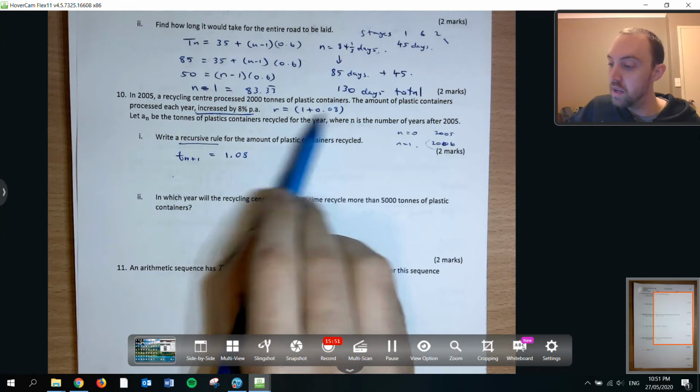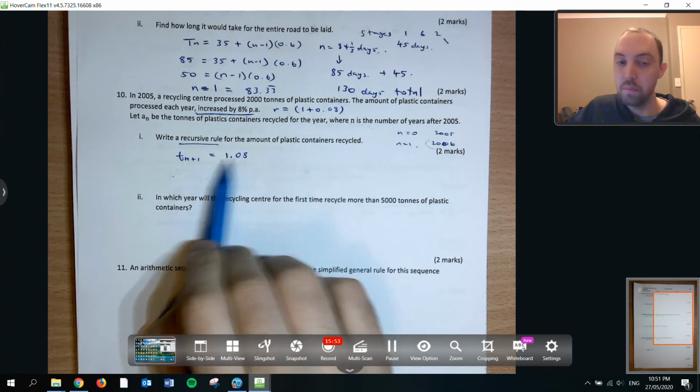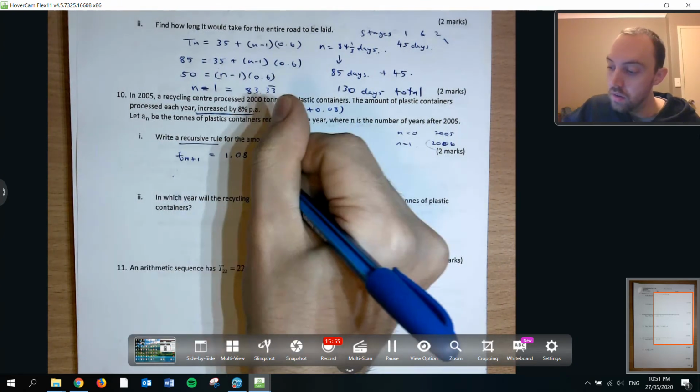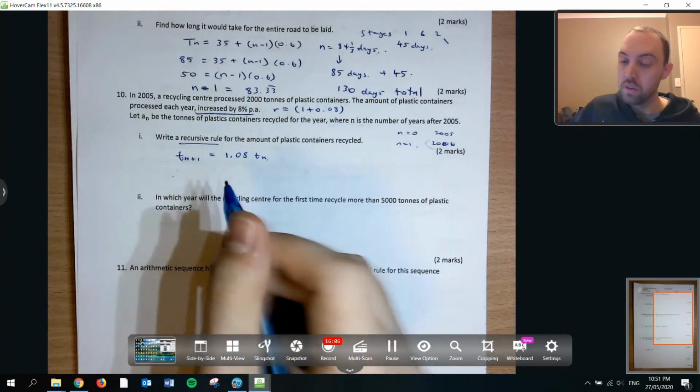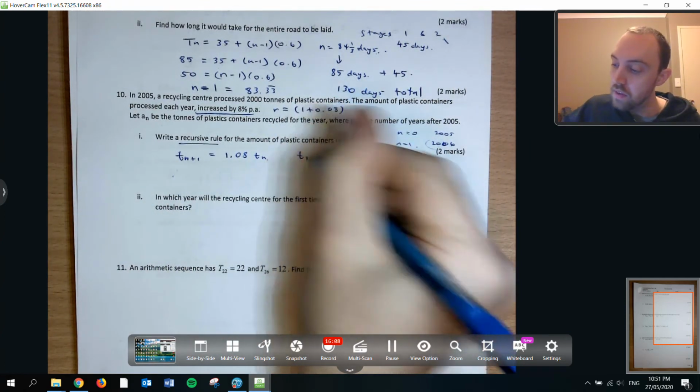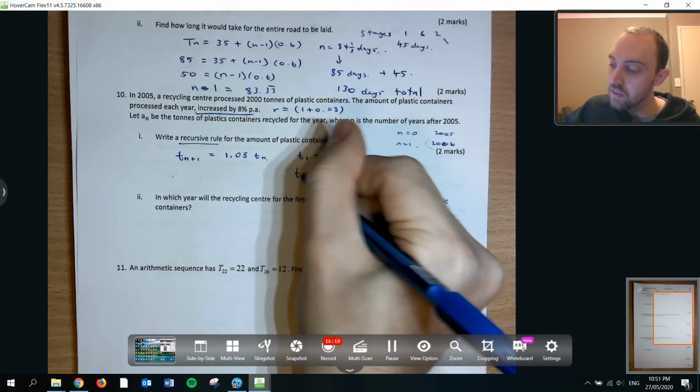Got my 100% plus my 8%, making 1.08 times the previous year's amount, because it's processing an extra 8% every year. Not quite done with our recursive rule yet. We need to make sure that we have T1 or T0.